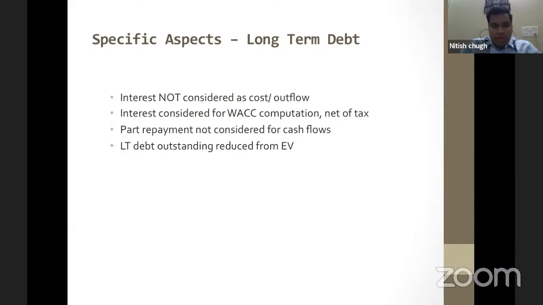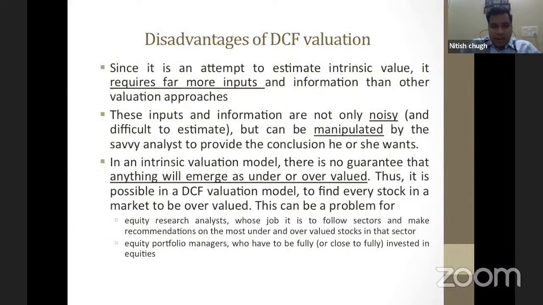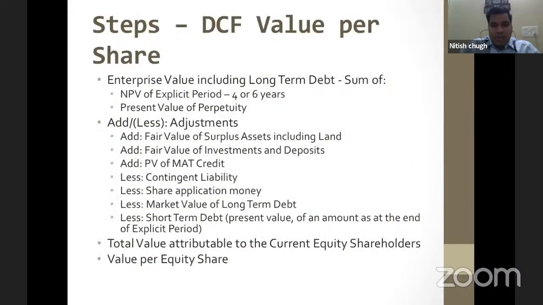Before going into this specific aspect, there are some adjustments that are required to be done in the enterprise value per share when using the DCF model. What we have discussed yesterday is that we need to calculate enterprise value by taking the NPV of the explicit period of 4 to 6 years that we have done. Then we have added the present value of perpetuity, that is the terminal value. We have seen yesterday how to calculate the terminal value.